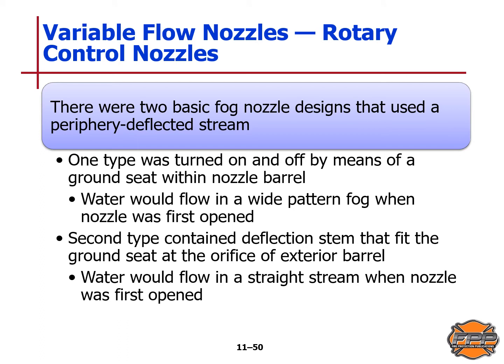There were two basic fog nozzle designs that used a periphery deflected stream. One type was turned on and off by means of a ground seat within the nozzle barrel. The water would flow in a wide pattern fog when the nozzle was first opened. The second type contained a deflection stem that fit the ground seat at the orifice of the exterior barrel. Water would flow in a straight stream when the nozzle was first opened.